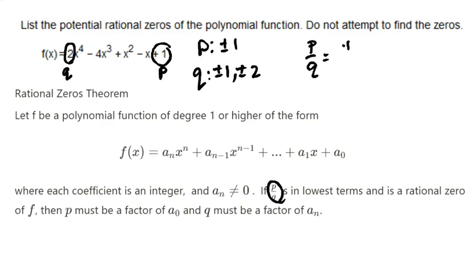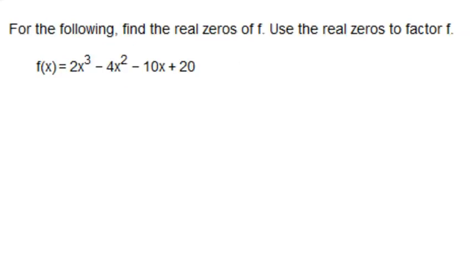And so they could be plus and minus 1 over plus and minus 1, or plus and minus 1 over plus and minus 2. We'll reduce each one of these to get plus and minus 1 and plus and minus 1/2. So the potential rational zeros for this polynomial function are positive and negative 1 and positive and negative 1/2.